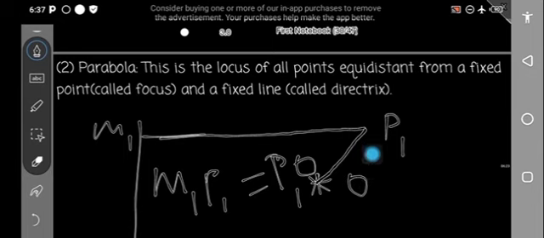Don't mind that they actually look not to be equal, but this is just what we are trying to say. I might not draw it equal, but by definition, we know that M1P1 equals P1O. So that is what we are saying: this point P1 is equidistant from this point O and from this directrix, so that M1P1 equals P1O. That is what we are doing. So every point we'll be drawing will be like that.